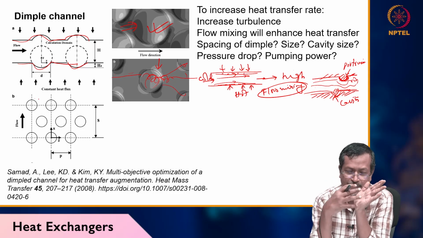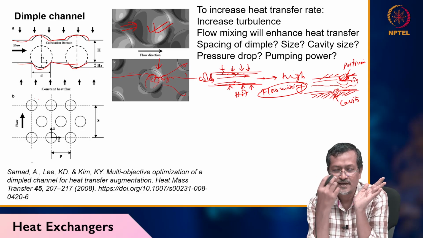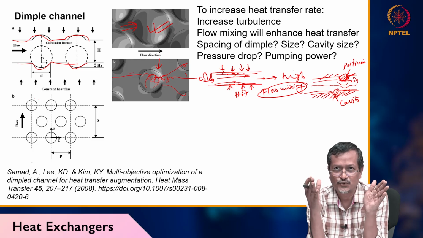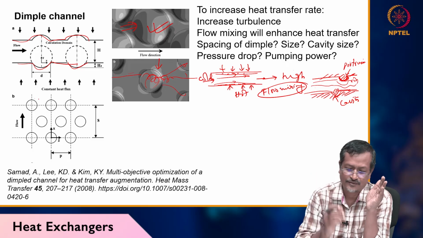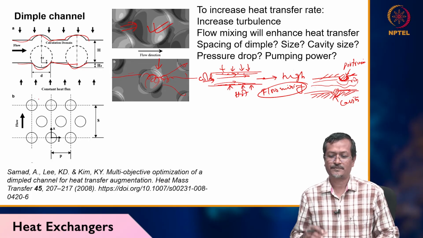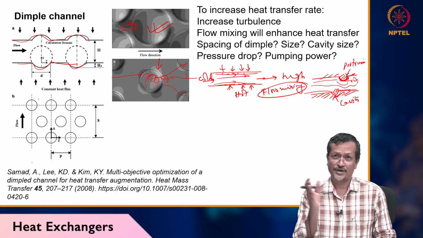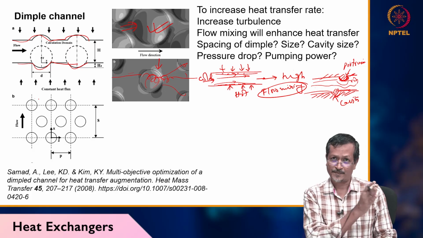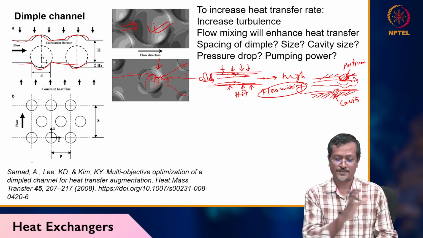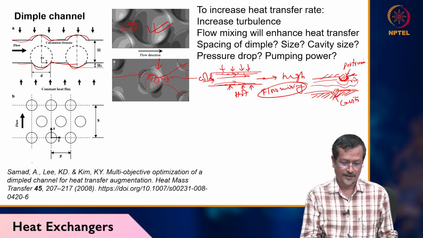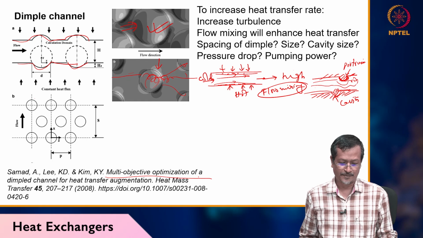So what will be the optimal pattern? What will be the optimal cavity size? What will be the dimple shape? How many dimples should we place? So that sort of optimization I have done. The main purpose was to increase flow mixing and turbulence, and to reduce pressure drop or pumping power requirement. So that was my objective. If you want to know more about this, you can go through my paper, multi-objective optimization of dimple channel heat transfer.